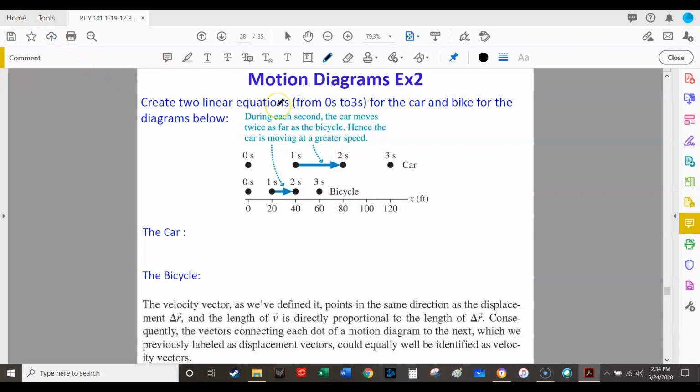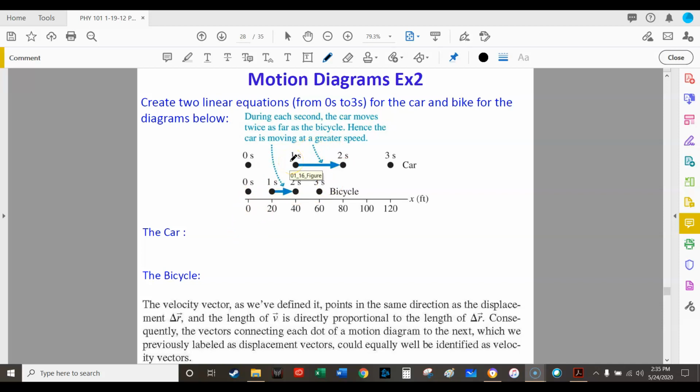All right, let's try another one. Here are two motion diagrams of two different objects, a car and a bicycle. What I want you to do is create two linear equations, one for the car, one for the bicycle, that describe what's going on. Rather than the last exercise, where you analyzed the motion, described it in the motion diagram, then created a graph and then the linear equation, I want you to jump from the motion diagram and create a linear equation.